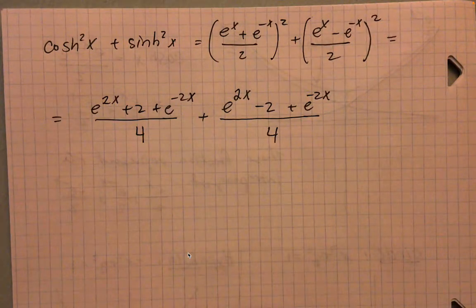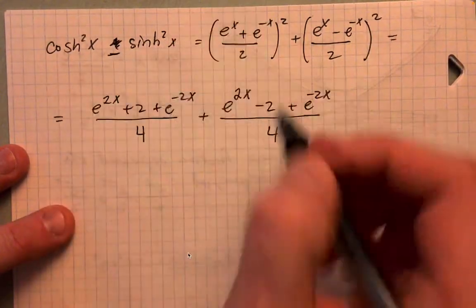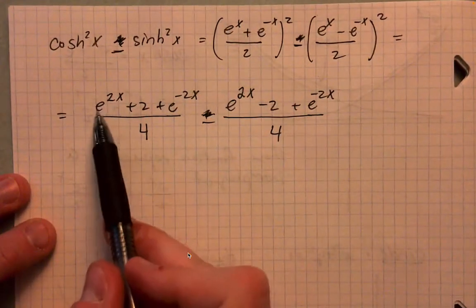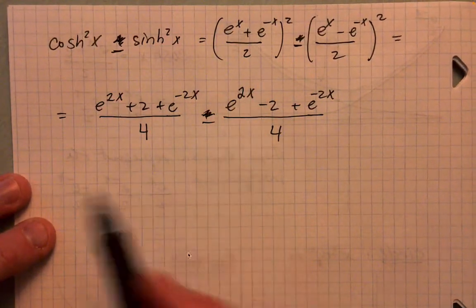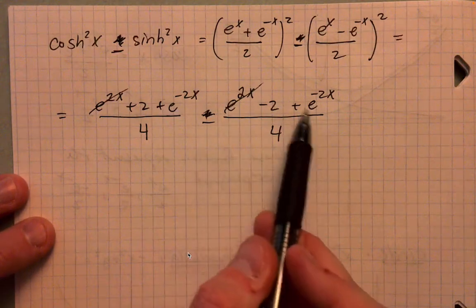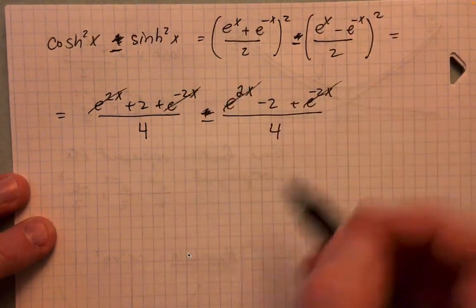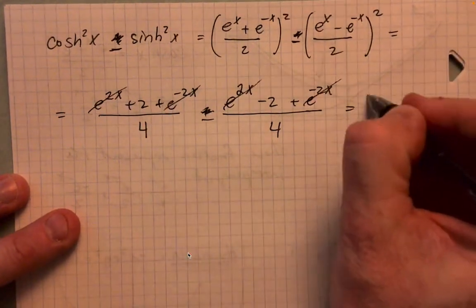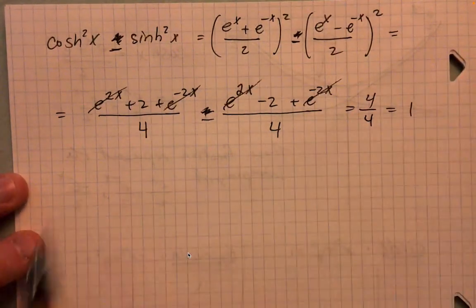Right, and so, actually this is minus, apologies. That's supposed to be a minus in the middle. Okay, so then I would have e to the 2x minus e to the 2x, so those go away. And then I would have e to the negative 2x minus e to the negative 2x, and those would go away. And what am I left with? 2 minus negative 2, so I get a 4 on the top and a 4 on the bottom, and so I get a 1.